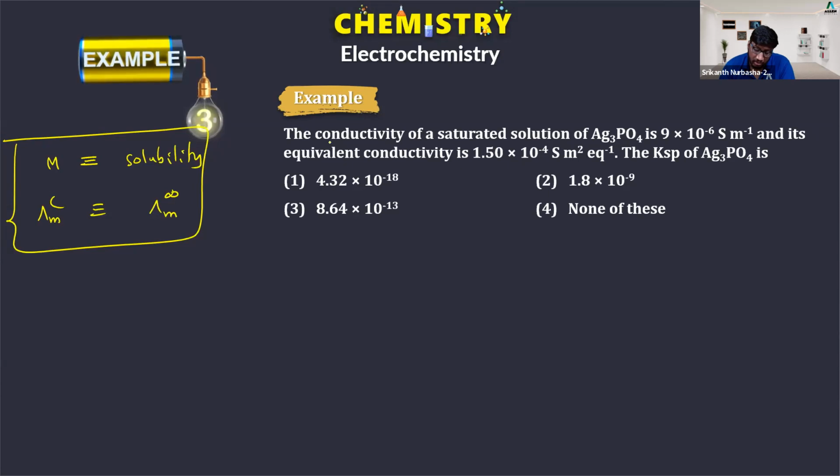Now they have given the conductivity of saturated solution of Ag3PO4, K is given, and its equivalent conductivity is also given. What is the formula? Equivalent conductivity is equal to K by 1000 into normality, with K in Siemens per meter. This is how you can write it. First, I'll convert the equivalent conductance into molar conductance, because I'll get the molarity directly, since we have to write in terms of solubility.